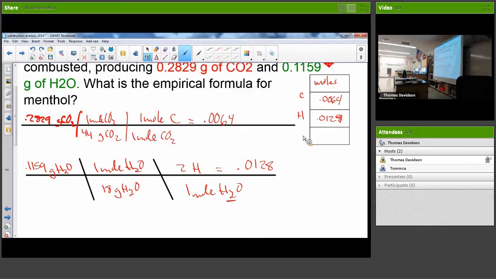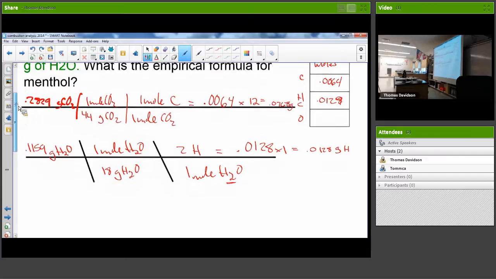So the last thing I need to find are my moles of O, right? But to find the moles of O takes a lot more work. So we have to come back. I have to take my moles of C and convert them to grams. So to do that, I multiply it by 12. And to do this, I multiply it by 1. What's this times 12? Then what do I do to those two numbers? I have to add them.